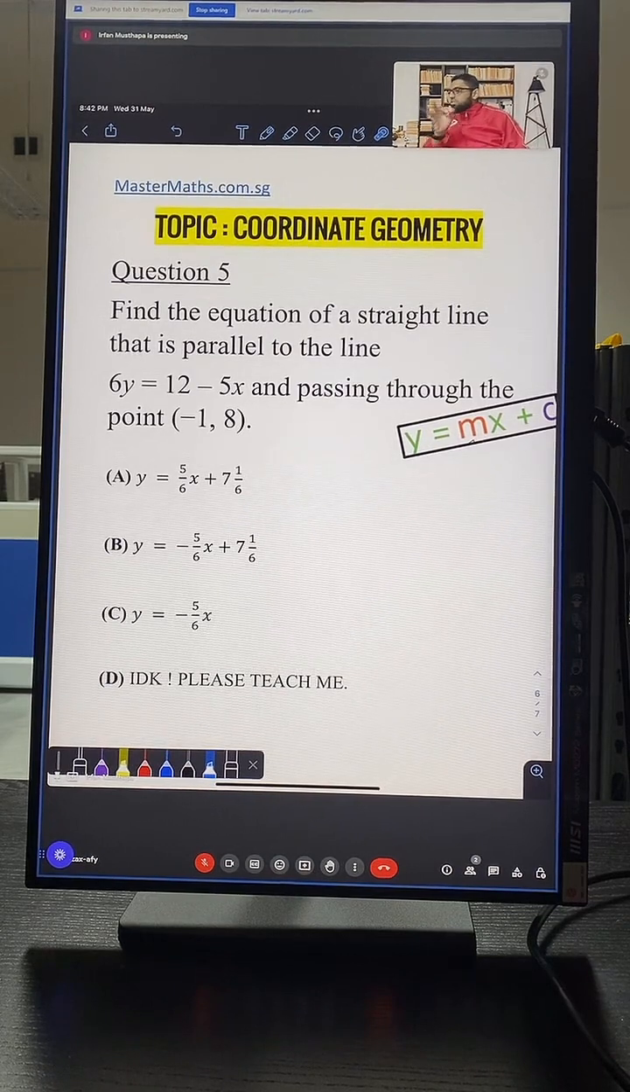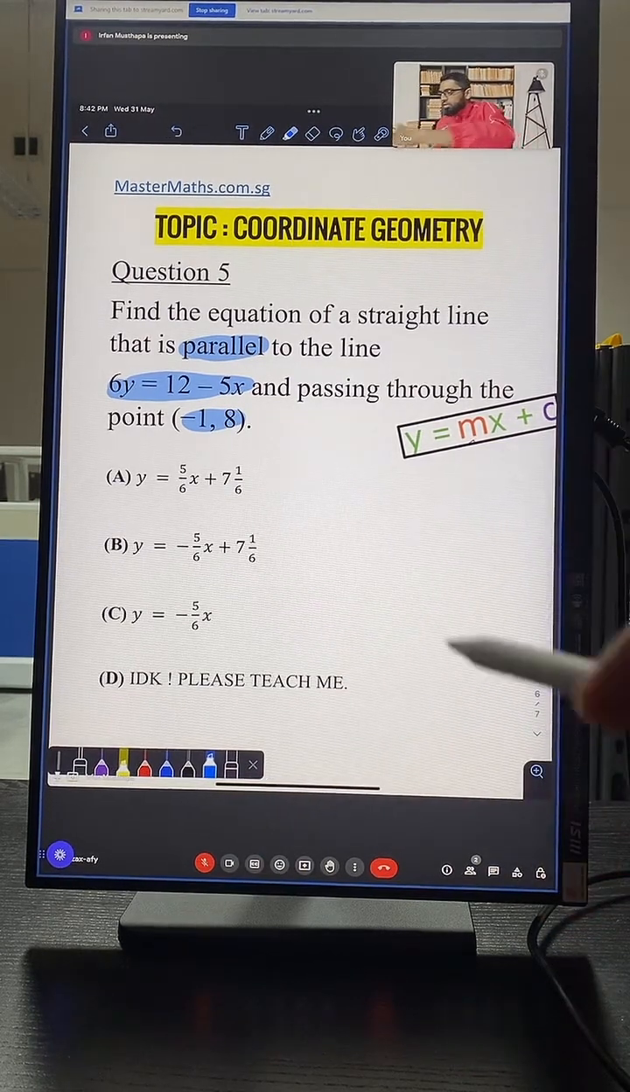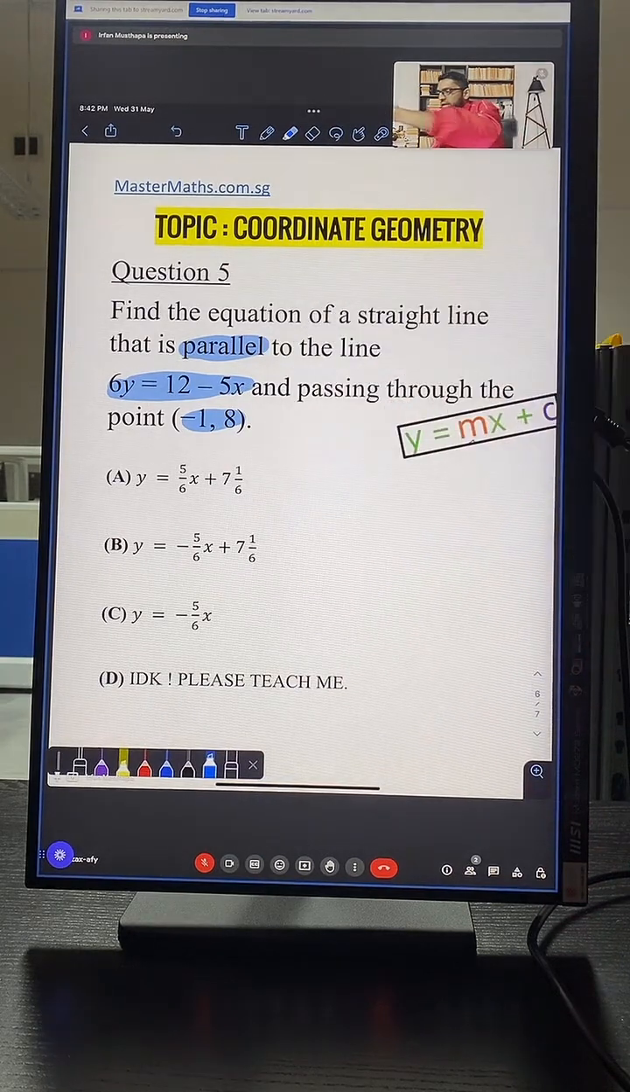Now, find the equation of a straight line that is parallel to this line here and passes through this point. Oh, this one is a bit challenging. Guys, a little tough, fantastic, because math is basic. How do I find the equation? When you have parallel lines, your gradients are the same, okay?